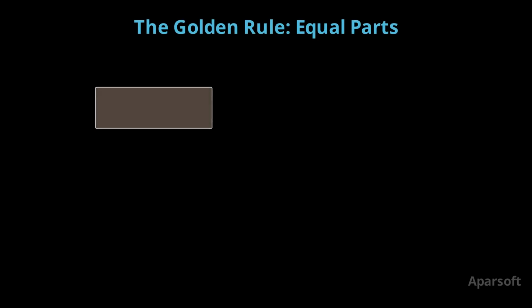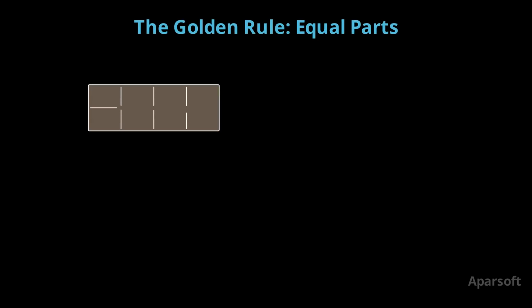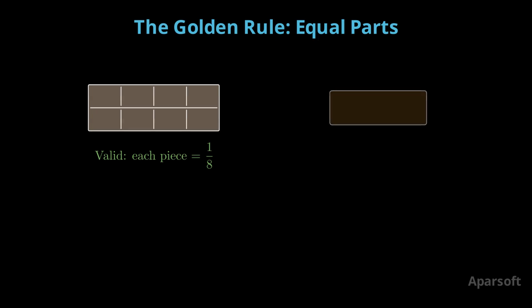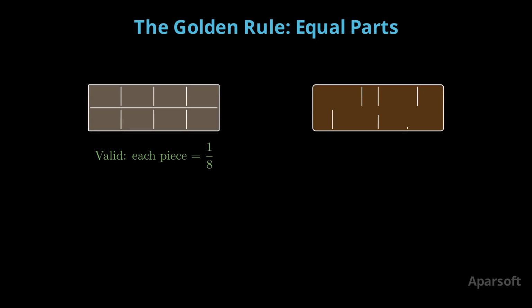Here is something very important. The parts must be equal. In case of a chocolate bar, each piece must be the same size. If you cut a chocolate bar into 8 pieces, but one is much bigger than the others, you cannot call each piece 1/8. Look at this bar on the right. The pieces are all different sizes. That is not a valid fraction. Fractions only work when every part is the same size. Think of it like sharing fairly. Everyone gets an equal piece.